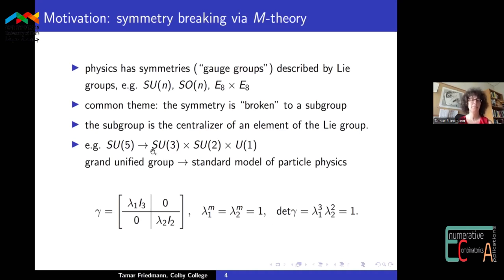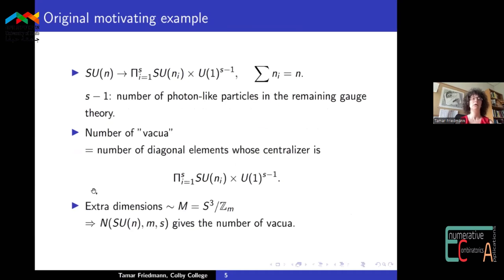For example, if you start with a grand unified group of SU(5) and you want to break it down to the standard model of particle physics, which is this subgroup, one way to do that is to take an element in SU(5) that has order M, and I'll tell you a little bit in a moment where M comes from. You have two blocks here on the diagonal, and if you think about the commutator of this matrix gamma, you're going to see that you get this subgroup. So that's a sort of classic example.